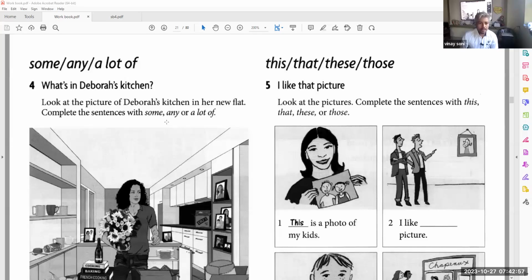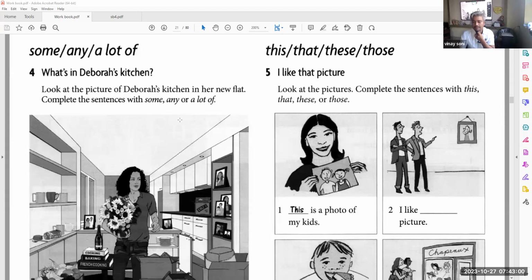Dear students, this was your homework. Some, any, a lot of. Remember the rule? Some is used in positive sentences. Any is used in negative and question. We don't have rules for a lot of, okay? We don't need rules.